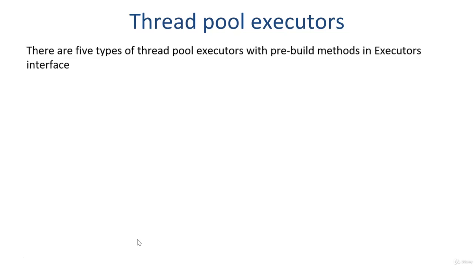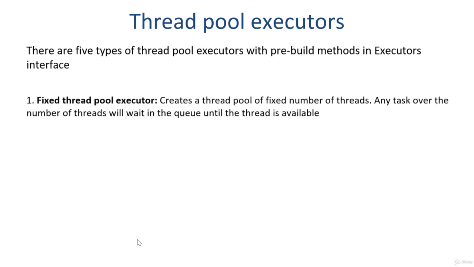Thread pool executors. There are 5 types of thread pool executors with pre-built methods in the Executors class. The first one is the fixed thread pool executor, and we have seen this example of creating the fixed thread pool executor when we created the example of calculating numbers. It creates a thread pool of a fixed number of threads, and any task over the number of threads will wait in the queue until a thread is available. And how do you create this? ThreadPoolExecutor executor = Executors.newFixedThreadPool, and the number of threads in that pool.